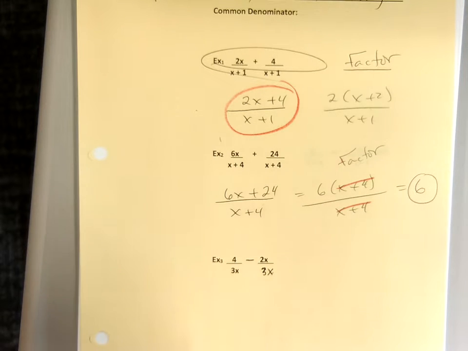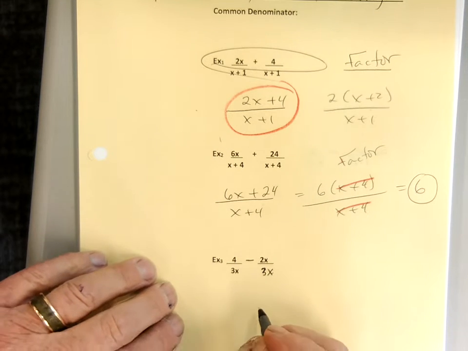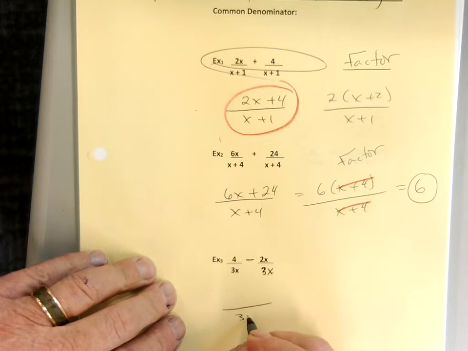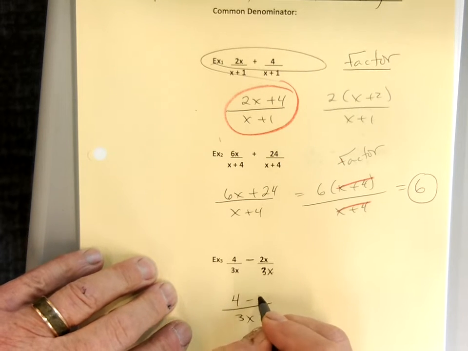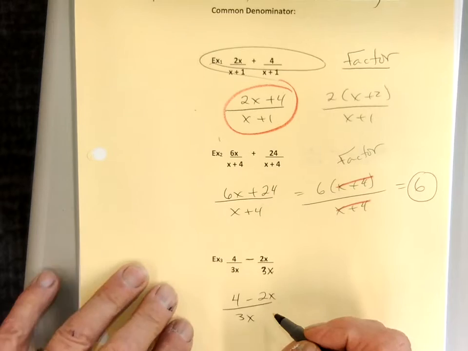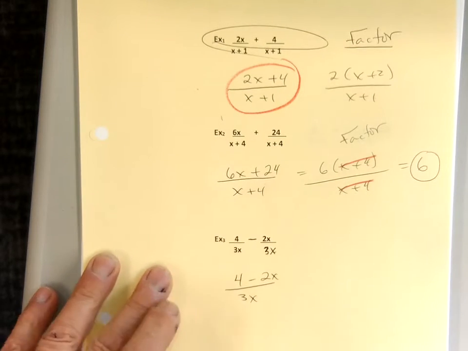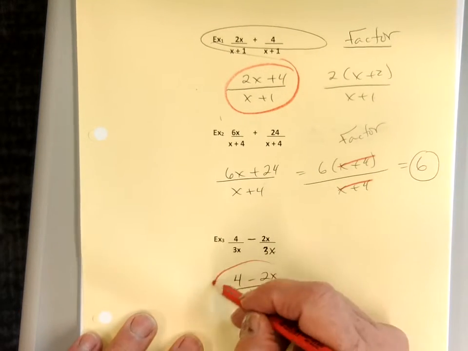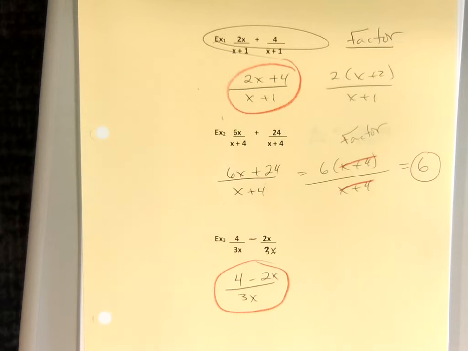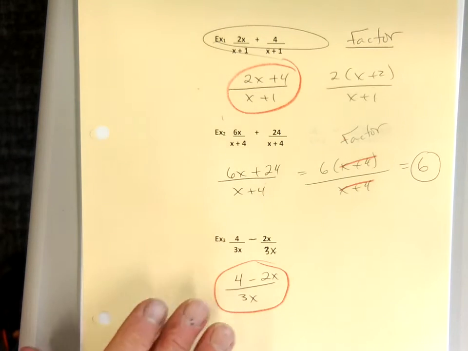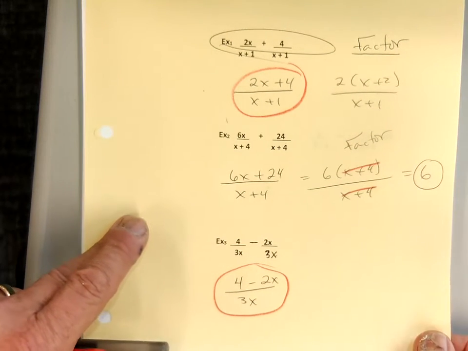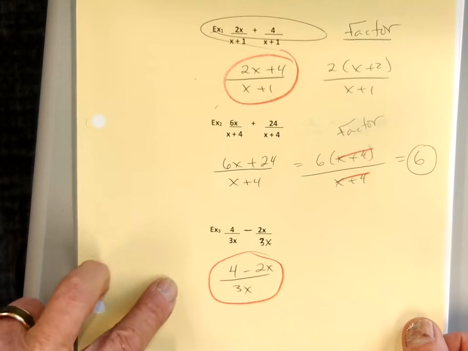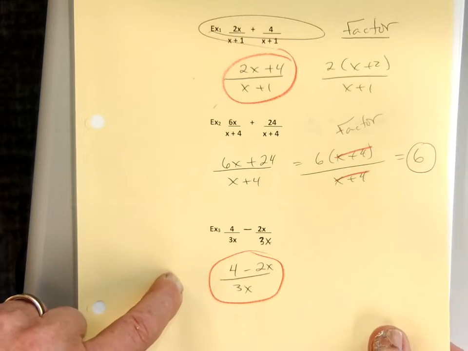Example 3. What's your common denominator? It's 3x. So I'll have a 4 minus a 2x. It won't factor. It won't simplify. So that's just my answer. That's it. I hope I see one of those on the test. I'll make sure I put one like that on there. Okay, turn the page.